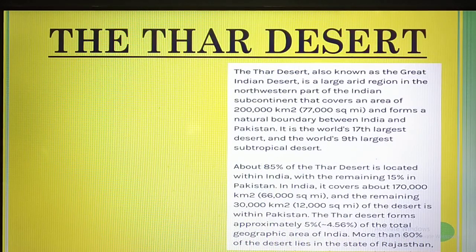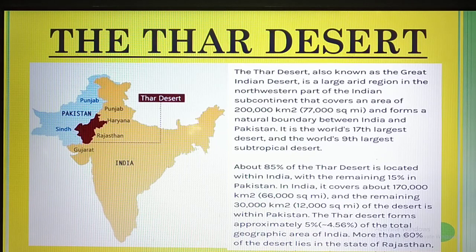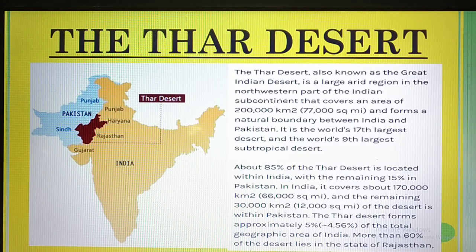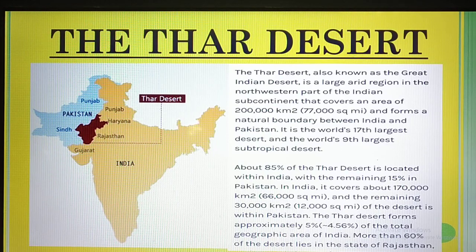The Thar Desert. The Thar Desert, also known as the Great Indian Desert, is a large arid region in the northwestern part of the Indian subcontinent that covers an area of 200,000 square kilometers and forms a natural boundary between India and Pakistan. It is the world's 17th largest desert and the world's 9th largest subtropical desert.